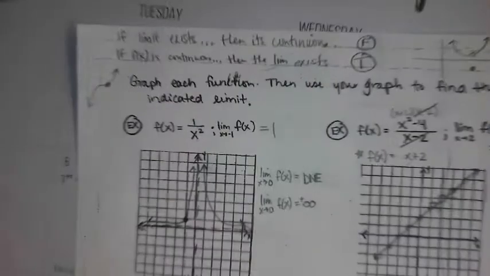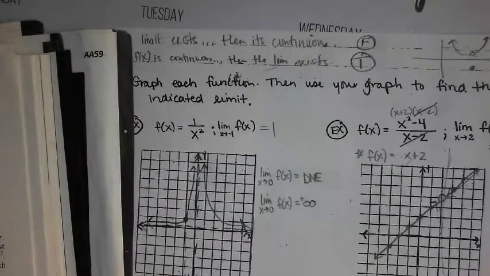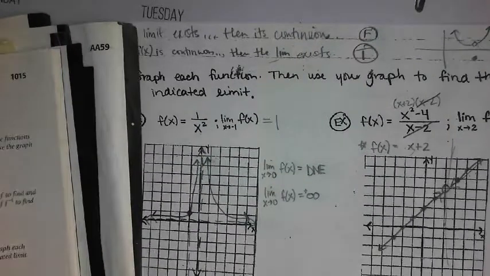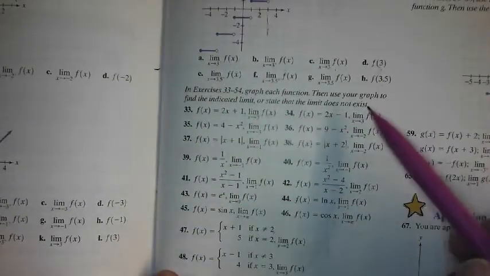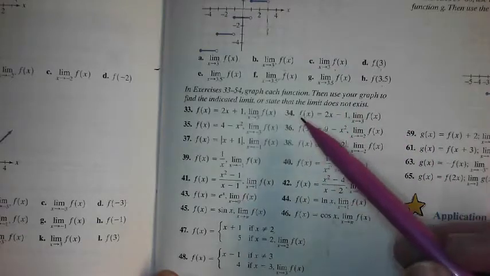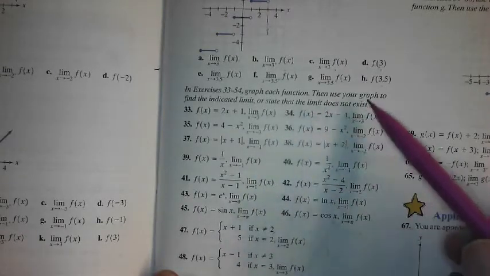All right. Hold on. 27 to 31, you're just going to have to answer a bunch of questions, so I don't think we need any help there. 33 to 53 asks us to graph each function, then use your graph to find the indicated limit or state that the limit does not exist. So let's look at the even ones.